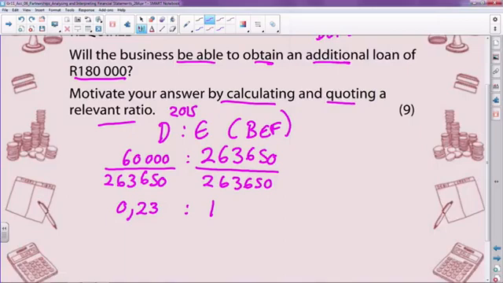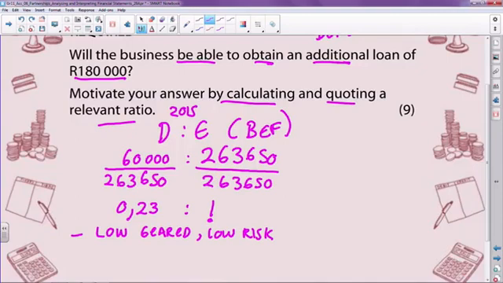Very, very important, guys. This ratio is telling me that the business is low geared. Now what do we mean by low geared? Low geared simply means low risk. The banks do not see the business as a risk because they don't depend too much on borrowed capital. For every 1 rand of equity, of own capital, they rely on 23 cents of borrowed capital. So this business does not rely on debt.